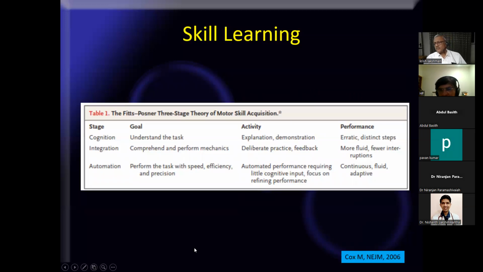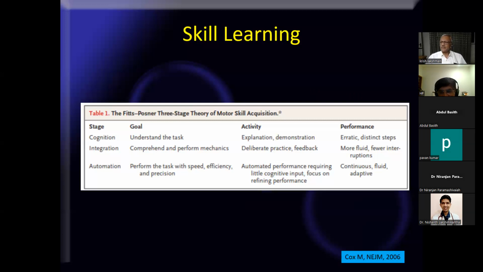This is as far as cognitive learning is concerned, that is, theory learning. But skill is a completely different ballgame altogether. I would strongly recommend that you look up this paper in the New England Journal of Medicine in 2006. They recognize three stages of skill learning: cognition, integration, and automation. Very simple. You must first understand what is to be done. It could be a simple vertical mattress suture, a gastrojejunal anastomosis, a TEP, whatever. Understand what is to be done, the theory behind it, and the mechanics.